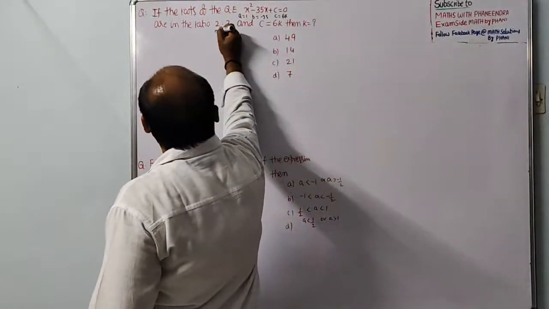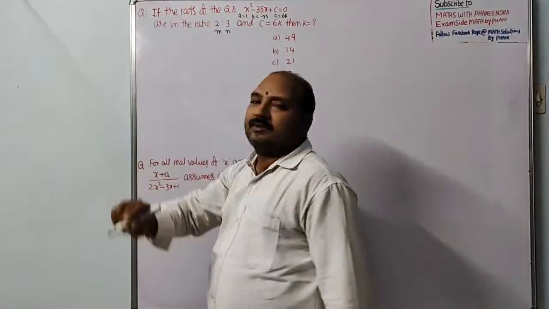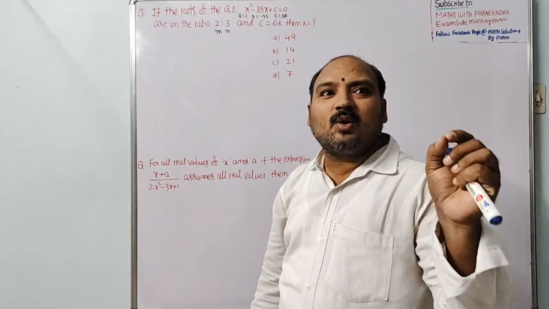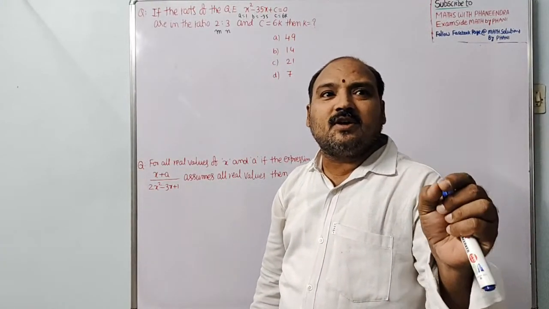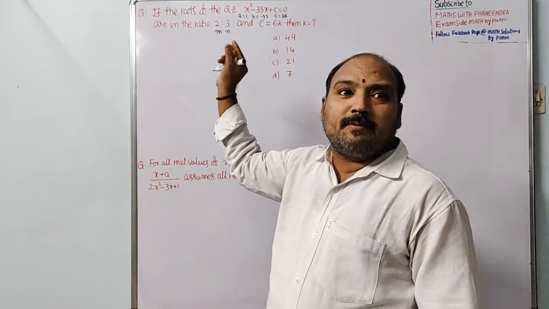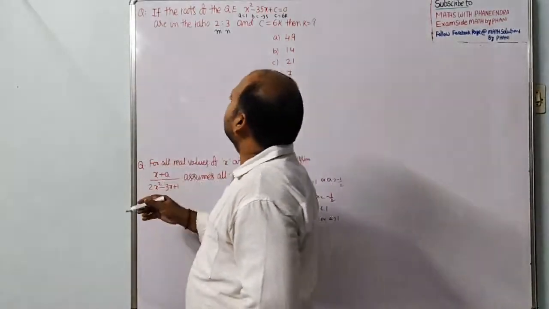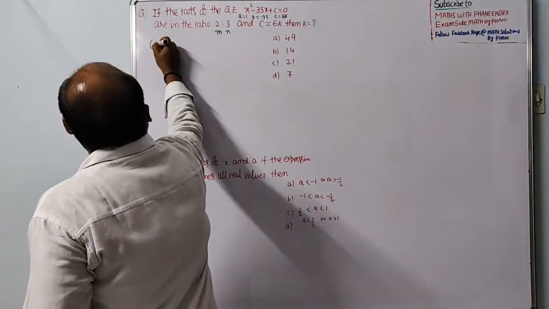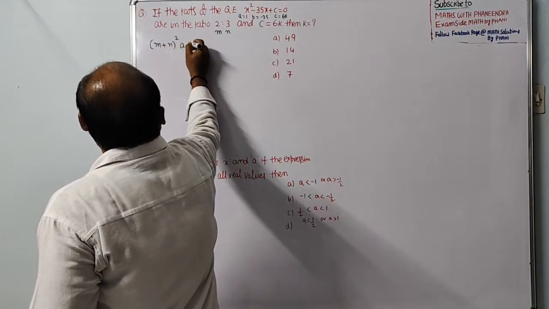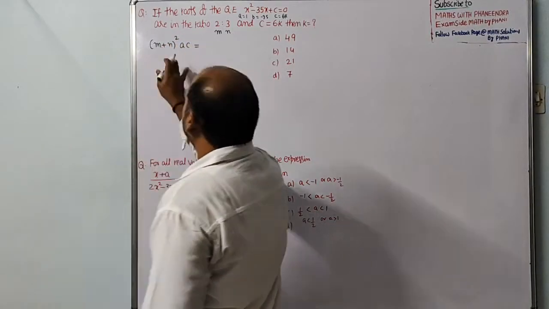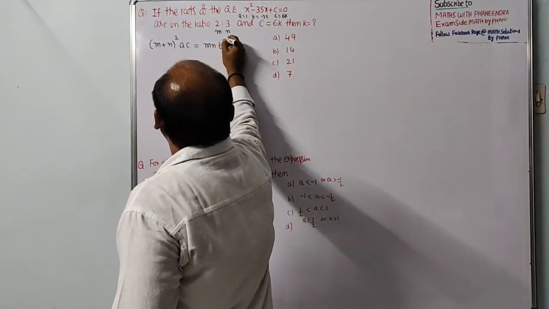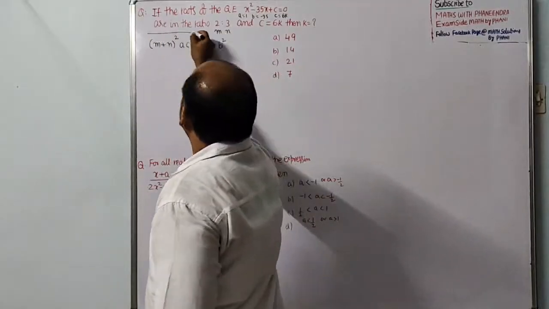And the ratio of the roots is m is to n. We know one of the standard results: if the roots of the quadratic equation are in the ratio m is to n, then the condition is (m plus n) whole square into ac is equal to mn into b square. This is the condition, dear students.